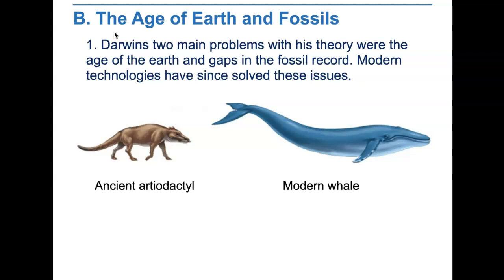selection to take place. Darwin also struggled with what he called the imperfection of the geological record. Paleontologists in Darwin's time hadn't found enough fossils to document the evolution of modern species from their ancestors. But that changed with the discovery of hundreds of fossils, like these ancient whales. Many recently discovered fossils now show clearly how modern species evolved from extinct ancestors.